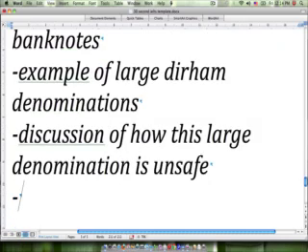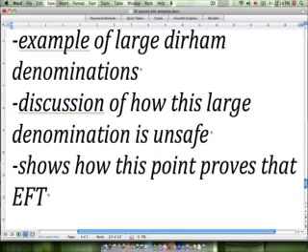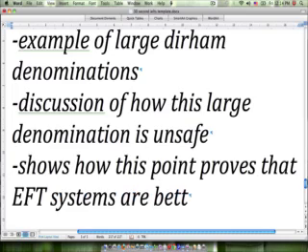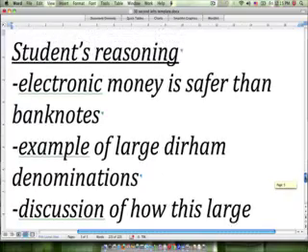They close the paragraph by showing how the points that they brought up in the paragraph, the example and the discussion, support the thesis, which, as we know, is agreeing with the idea that electronic funds are better or more beneficial than banknotes. So the fourth thing the student does is show how this point proves that, and the phrase they use is, EFT systems are better than banknote systems. These are the 4 points, the 4 parts of this paragraph that the student has included.